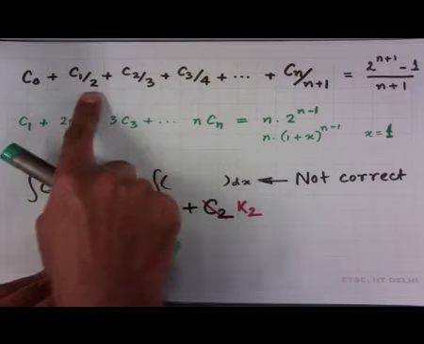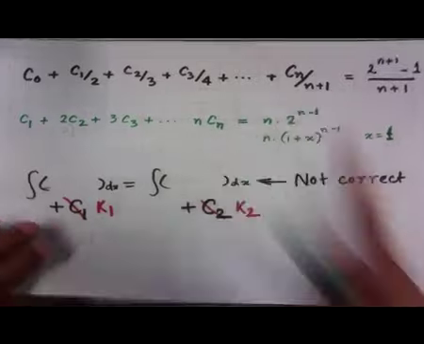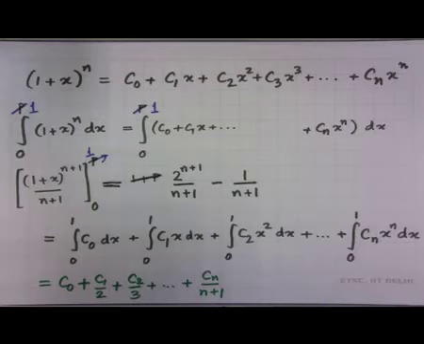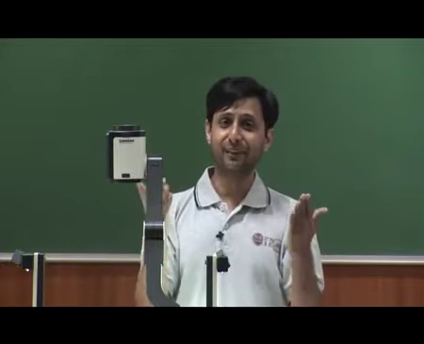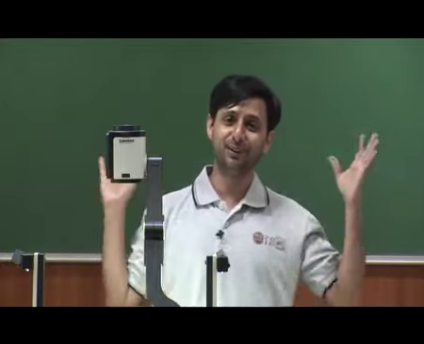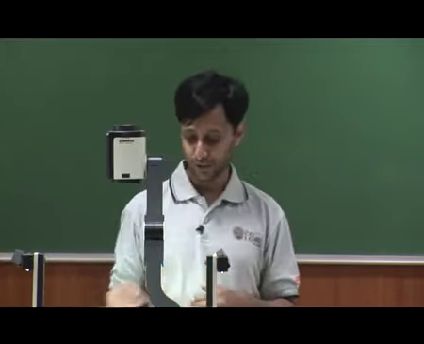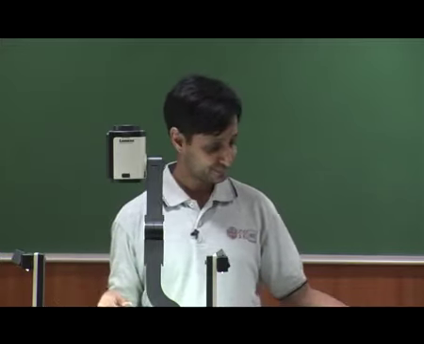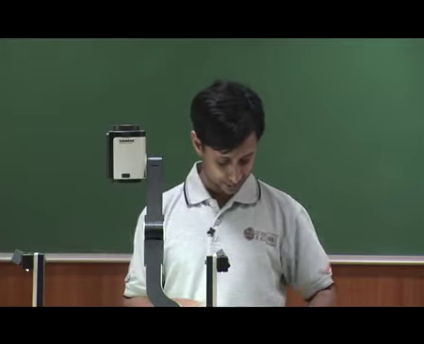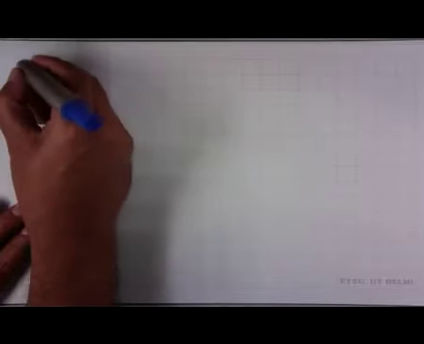C0 plus C1 by 2, C2 by 3, C3 by 4, Cn by n plus 1. That is exactly what you have got. The key over here was you have to do a definite integral, not an indefinite integral, because indefinite integral means you are in for good amount of trouble, and it is not always correct. All right. Similar question, we are going to do one more, and then we are going to try to solve some more JEE problems.